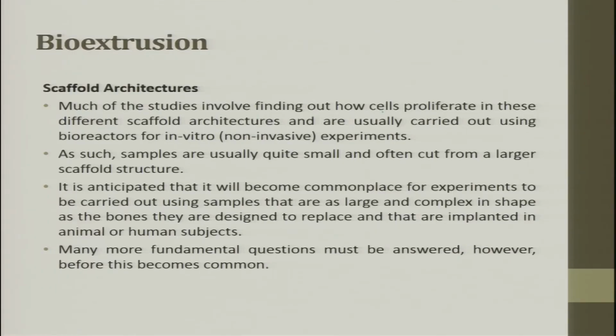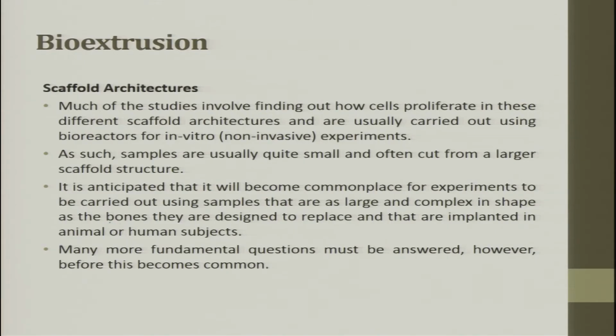Much of the study involves finding out how cells proliferate in these different scaffold architectures, and is usually carried out using bioreactors for in vitro experiments. As such, samples are usually quite small and often cut from a large scaffold structure. It is anticipated that it will become commonplace for experiments to be carried out using samples that are as large and complex in shape as the bones. They are trying to replace the bones.